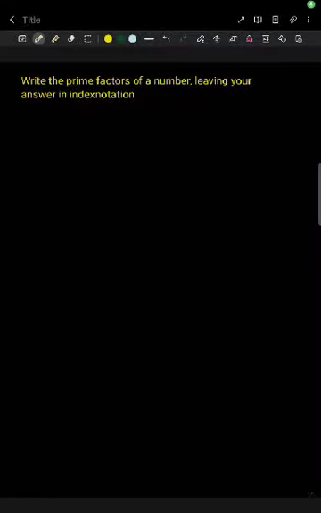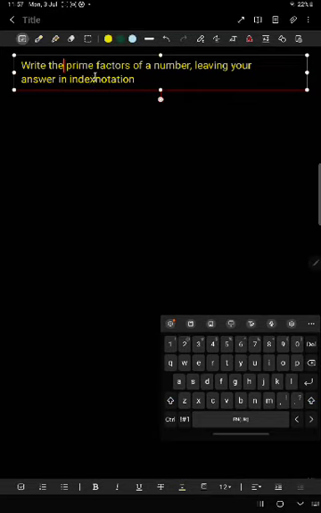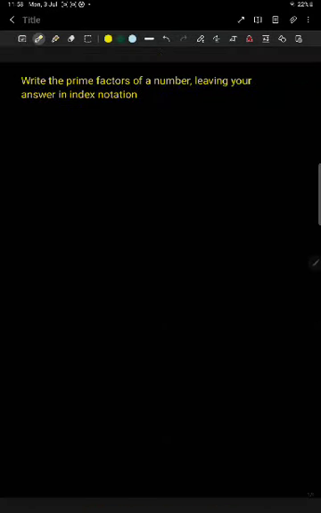The topic is to write the prime factors of a number and then write the answer in the form of index notation. So we are going to write the answers in index notation. First of all, we are going to find out the prime numbers. Then we are going to write the answer in the form of index notation. So what are prime numbers, how do we write a number as a product of its prime factors, and how do we write it in index notation? So for instance, we have the number 72.